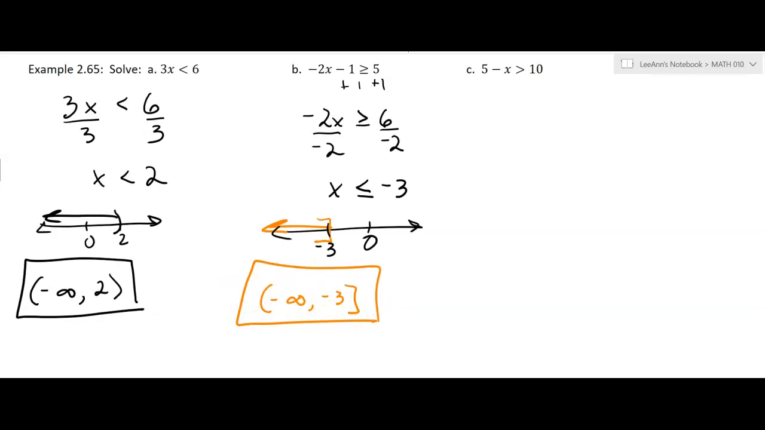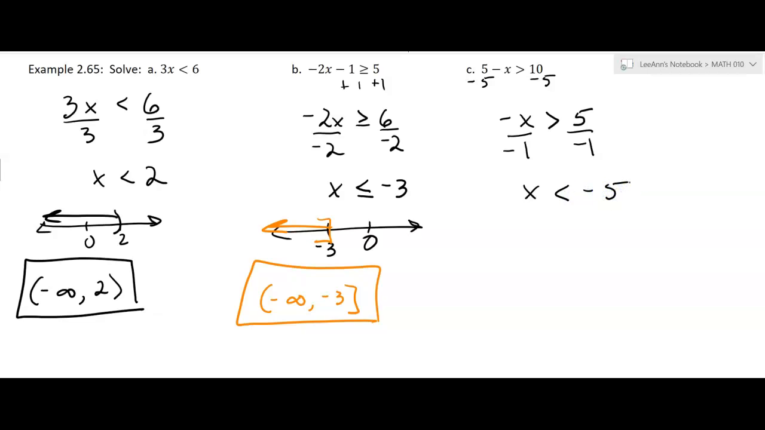All right, we've got one more. So I have 5 minus x is greater than 10. I'm going to subtract 5 from both sides. That gives me negative x is greater than 5. Now you might be saying, wait a minute, you used a negative 5. Well, I'm subtracting. I didn't divide by a negative 5. I didn't multiply by a negative 5. I'm just subtracting 5. So I'm okay. Now I have to divide by a negative 1 though. Okay, now that's the rule. x is less than negative 5.